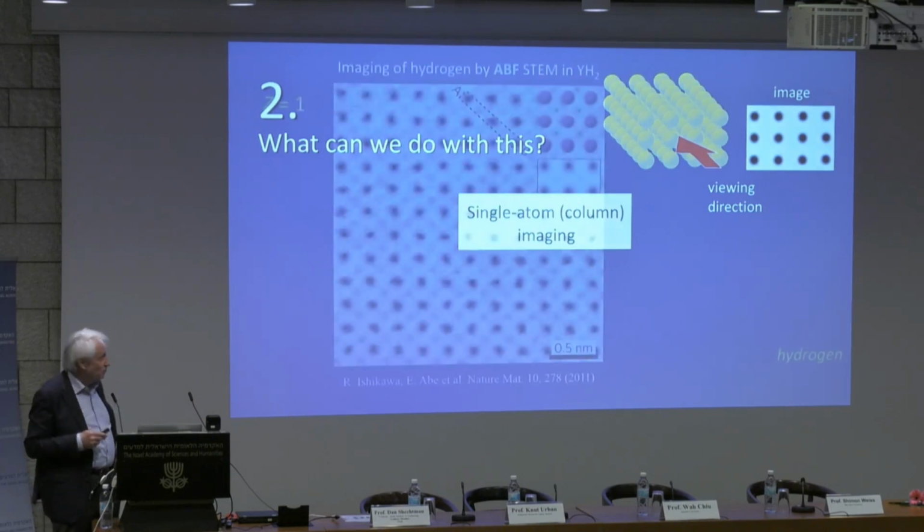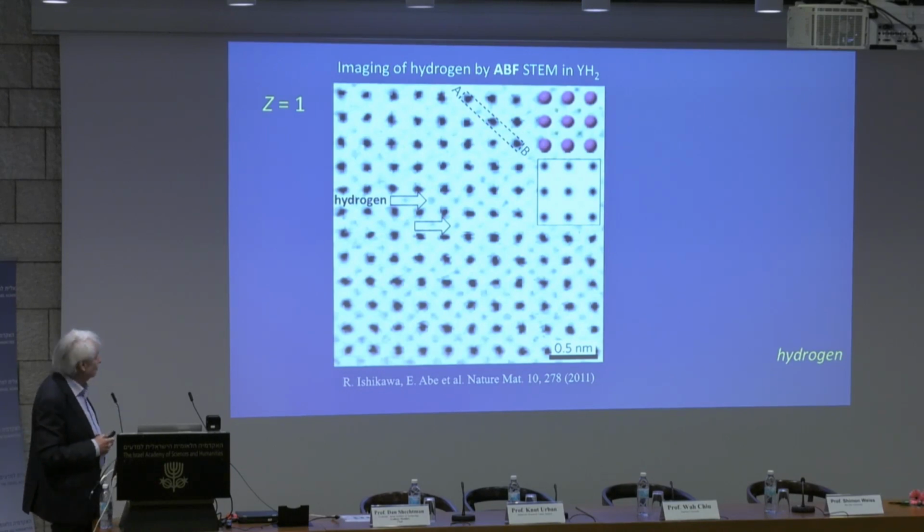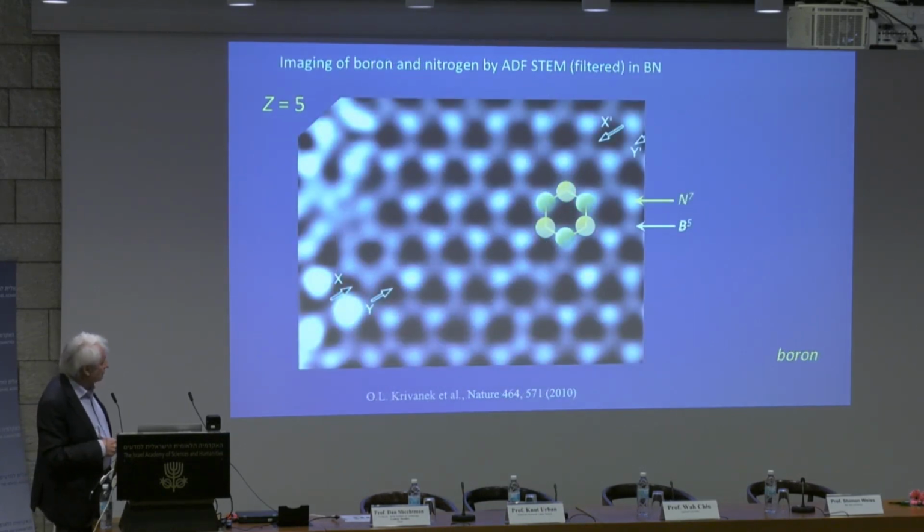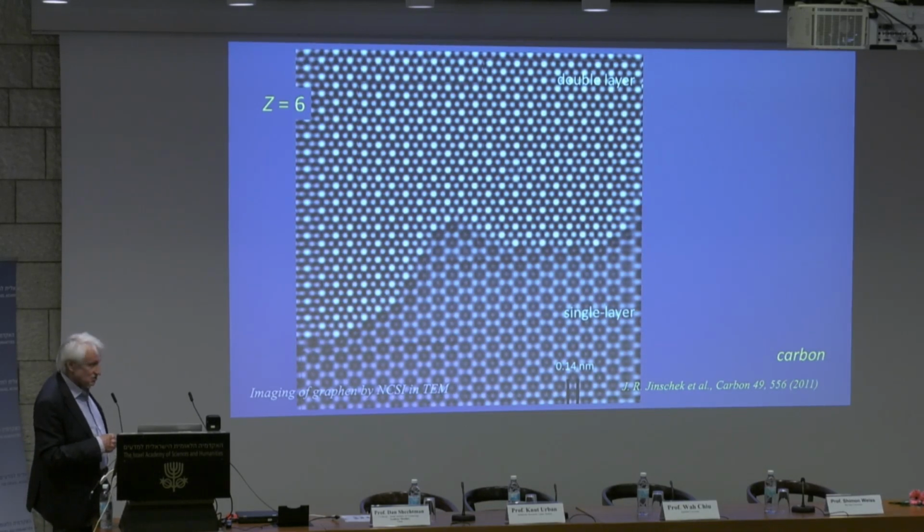So I start with showing you Z equal to 1, nuclear charge equal to 1. That's hydrogen. So you see here that the atoms appear dark on bright background. So this weak contrast here is the contrast of hydrogen in yttrium hydride. Z equal to 3, lithium, a very important element today. So you see the individual lithium atoms here in this lithium cobalt oxide. Z equal to 5, boron, this is boron nitride, and you see now the atoms bright on dark background, besides the nitrogen here. Z equal to 6, carbon, this is graphene. We have a single layer graphene, double layer graphene. Very nice, what we can do there.